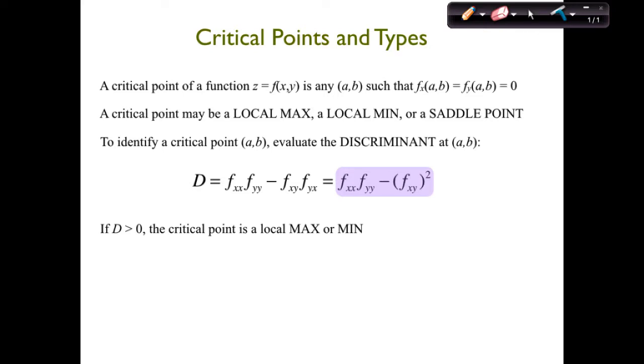So here's what we do. If your discriminant is greater than 0, you don't have a saddle. It's going to be a local max or min.